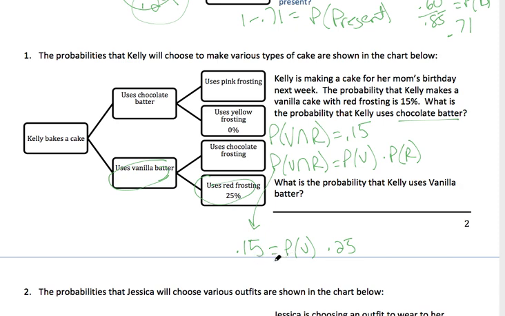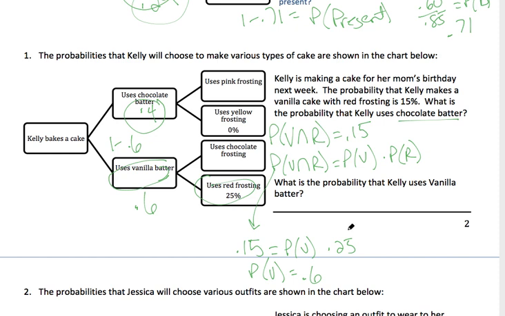So we're going to divide them. So the probability that she uses vanilla is 0.6. So here's the vanilla batter with 0.6. To get the chocolate batter, we do 1 minus 0.6, and we get that the chocolate batter is 0.4.